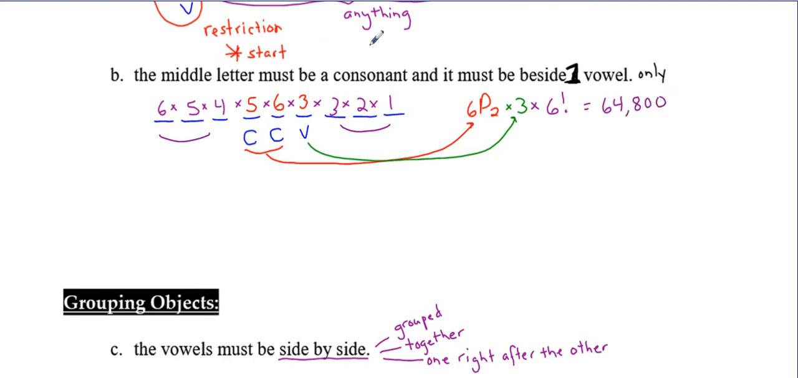Now, the one problem with this example is consider this. Here's the consonant in the middle. It says it has to be beside one vowel only, but it doesn't say that the vowel has to be on the right. The vowel can be on the left and the other consonant on this side. So 6 consonants can go here, which means 5 consonants left to go here, and the 3 vowels. And the remaining 6 letters can be arranged in 6 factorial ways.